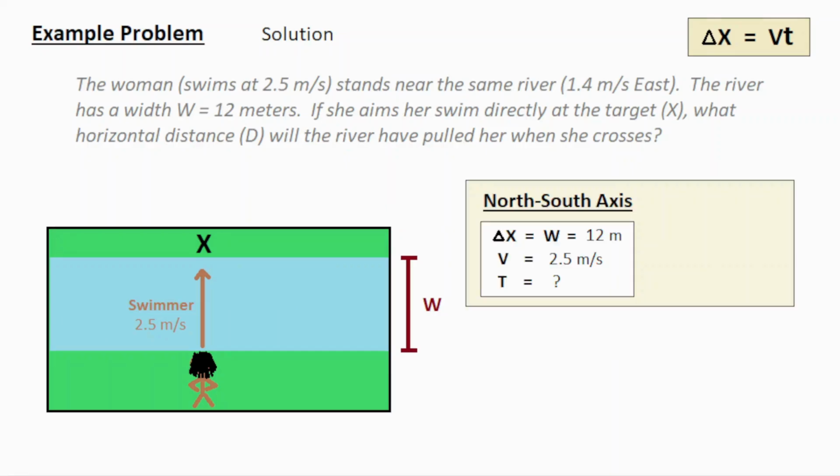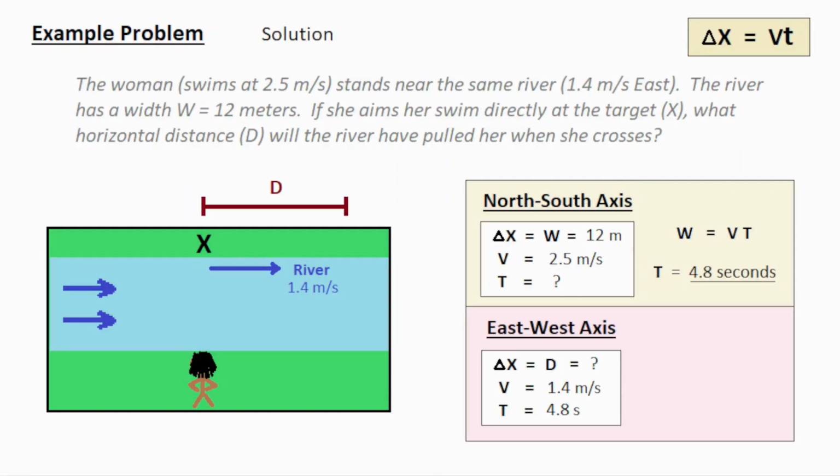Let's start with the north-south axis. The displacement is the width of the river, given as 12 meters. The only velocity in this dimension is her paddling at 2.5 meters per second. And now I can solve for the time that it takes her to cross the river using the constant velocity equation, winding up with a time of 4.8 seconds.